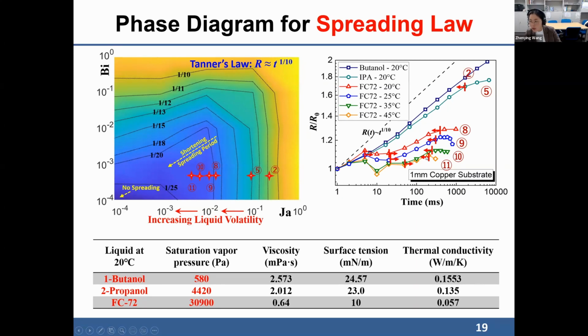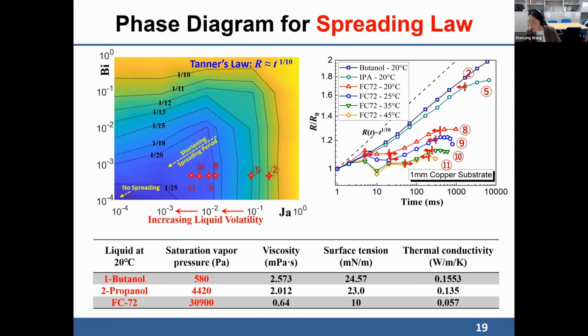So that we cannot recognize where the spreading period is if the liquid volatility of the droplet becomes very high, if we further increase the substrate temperature. Actually, I think that if we further increase the substrate temperature, it approaches the boiling point of the droplet, so that no spreading will be observed anymore. So this corresponds to the flash evaporation condition.